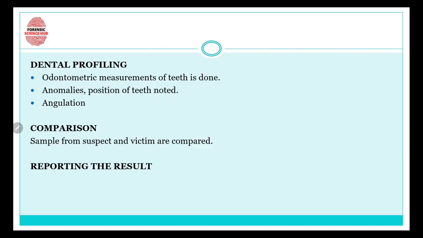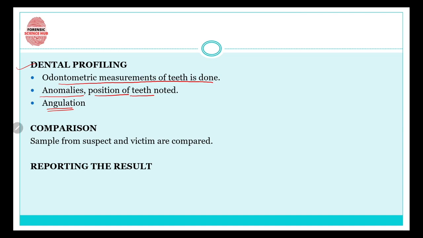After that, dental profiling is done, in which odontometric measurements of the teeth are taken. Each and every tooth is measured: the length, height, breadth, everything. Then we look out for certain anomalies or abnormalities. The position of the teeth is noted, and the angulation of the teeth, the angle at which the teeth are situated, is noted. So all these things are done in dental profiling.